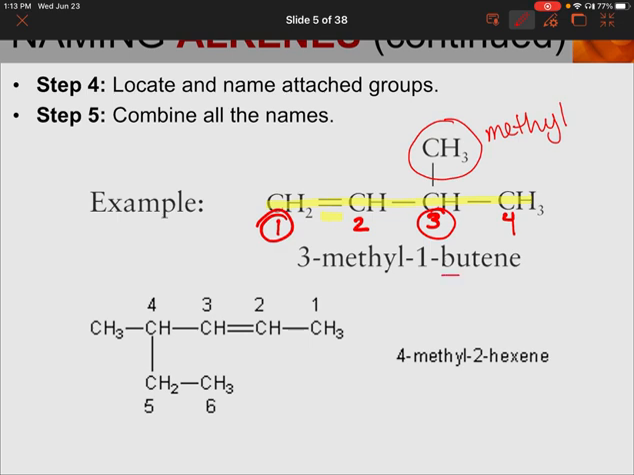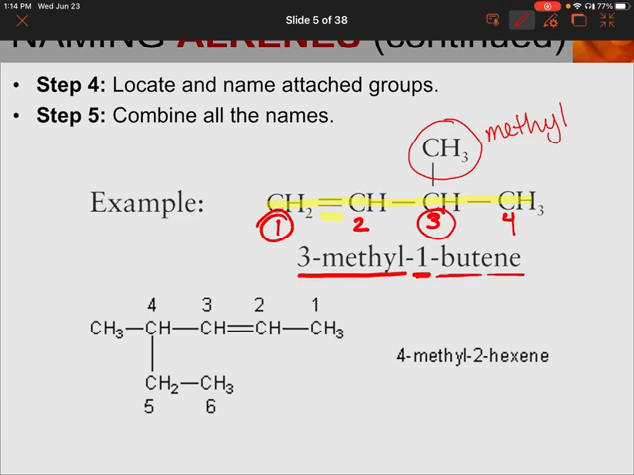So we're going to use the prefix but. There is a double bond, so we use the ending ene for butene. The double bond starts at carbon 1, and then the methyl group is on carbon 3. So we have 3-methyl-1-butene. And remember to put little dashes or hyphens between the numbers and letters.